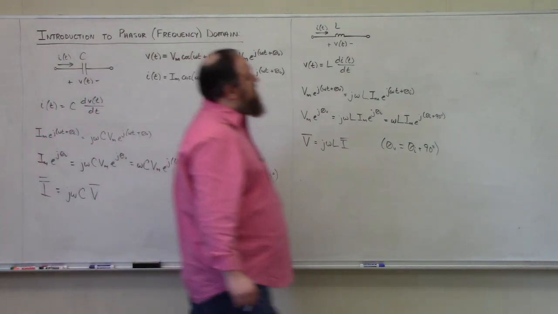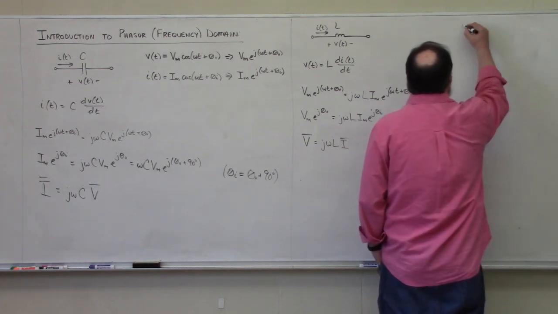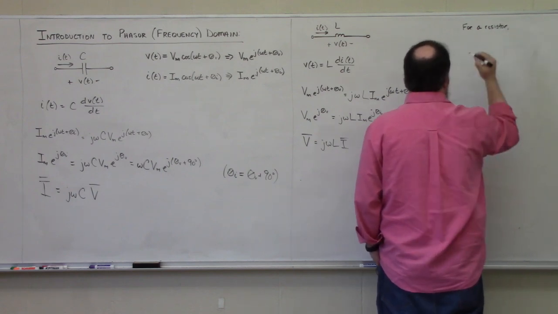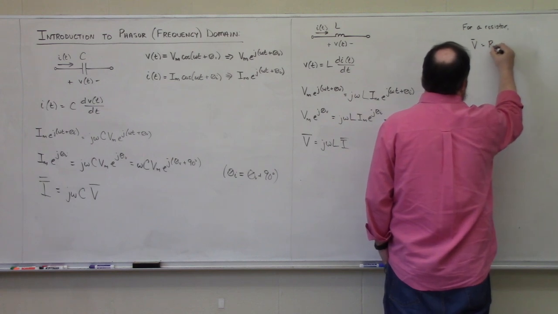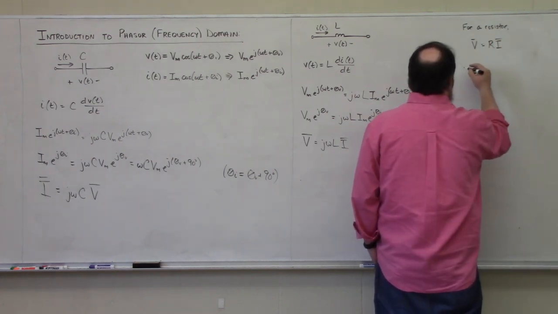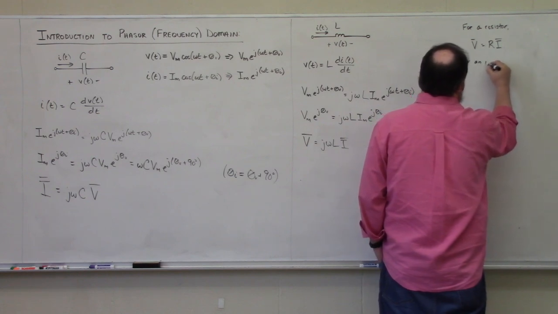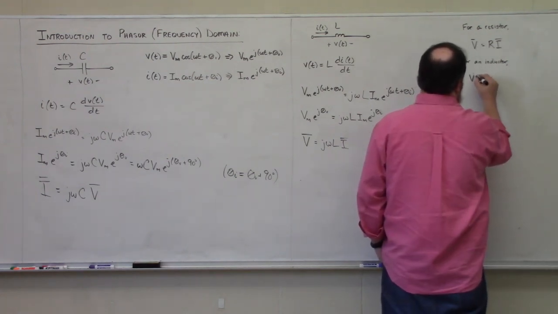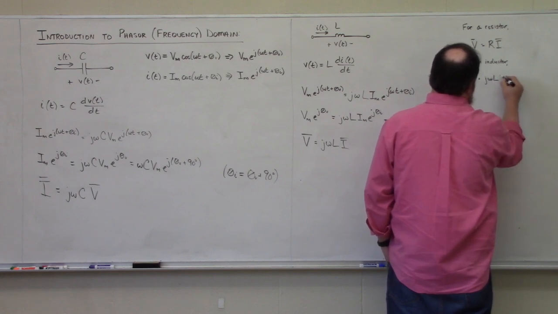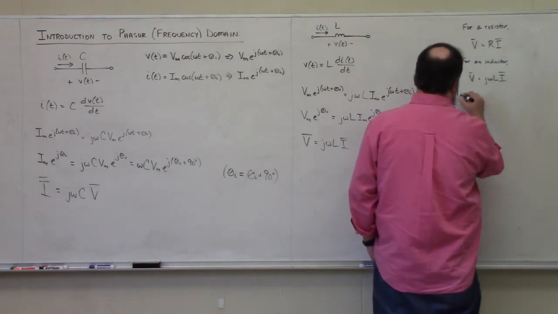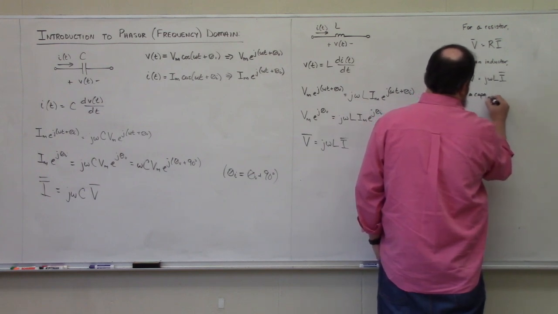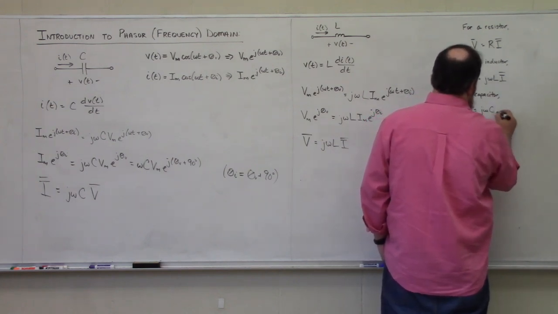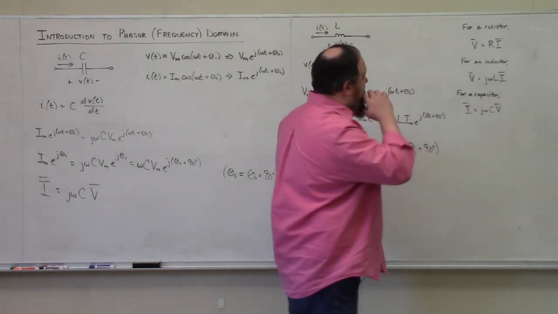So to summarize those three results, for a resistor, we saw that V phasor was equal to R times I phasor. For an inductor, we observed that V phasor was equal to j omega L times I phasor. And for a capacitor, we observed that I phasor was equal to j omega C times V phasor.